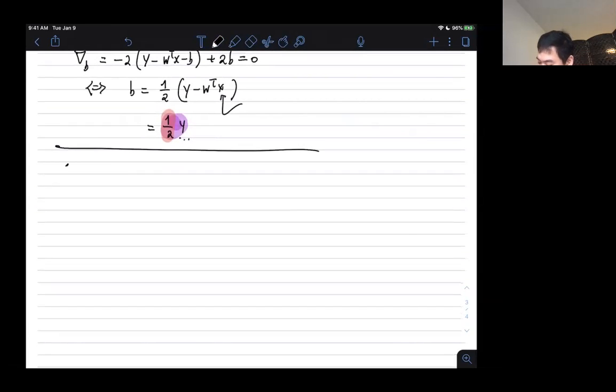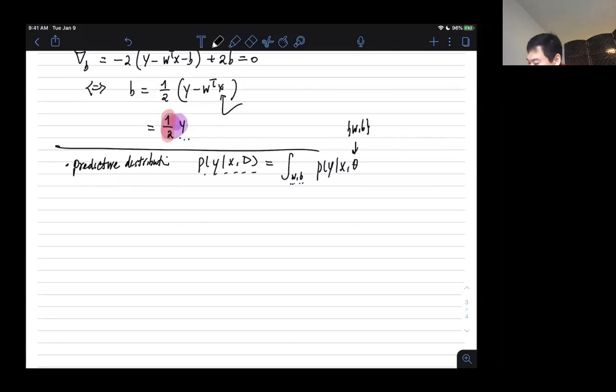So now we go into the predictive distribution. And what is a predictive distribution? The predictive distribution is P of y given the new x and the data, right? This is what we want to know. And how we get this is by integrating out W and B, the weight matrix and the bias vector of linear regression. What we do is P of y given x and theta, where theta consists of W and B, times P of theta given D.